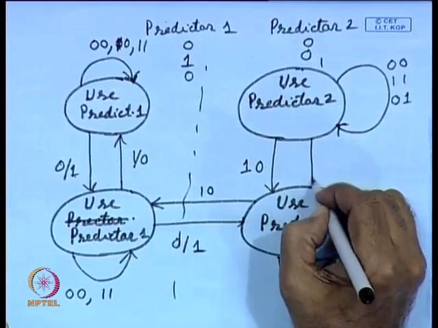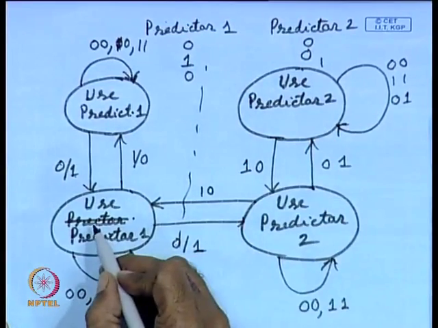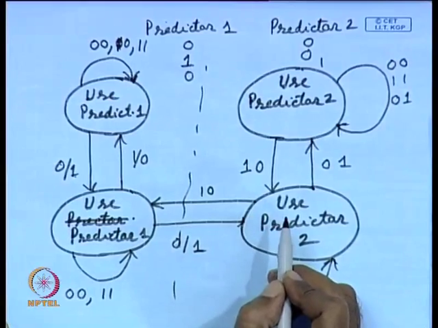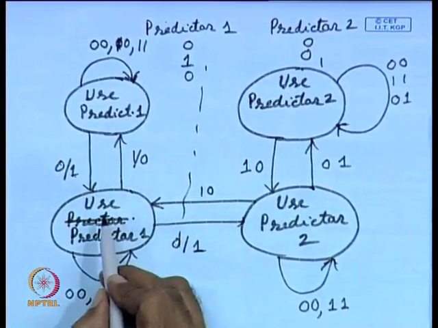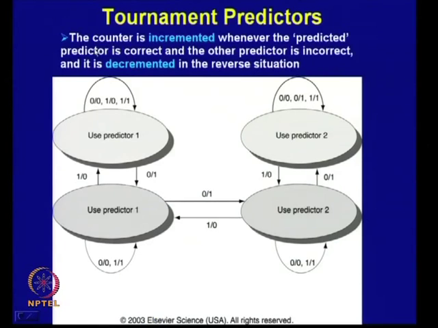And on the other hand here it will go from this to this if it is 0 1. So, from this state to this state it will go, that means you are moving in the direction of predictor 2, if predictor 1 has failed twice and predictor 2 has turned out to be correct. On the other hand you will go to predictor 1 if it turns out to be true twice and predictor 2 fails twice. So, this is the state transition diagram for this tournament predictor, and the basic idea is the counter is incremented whenever the predicted predictor is correct and the other predictor is incorrect, and it is decremented in the reverse situation.